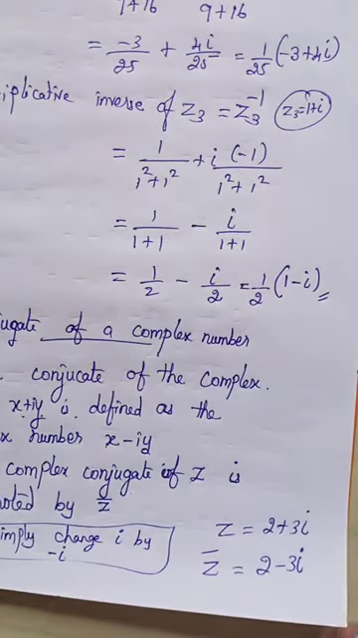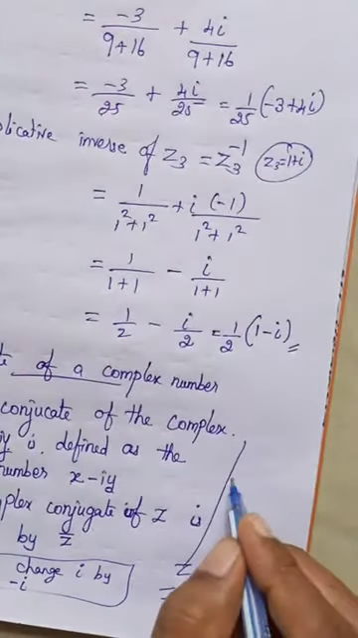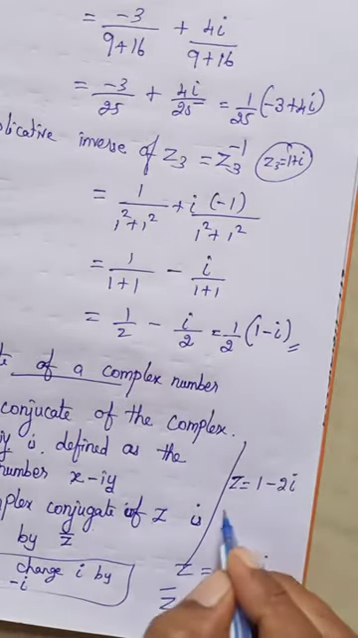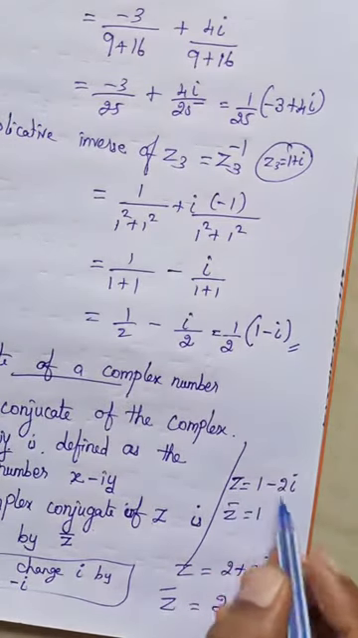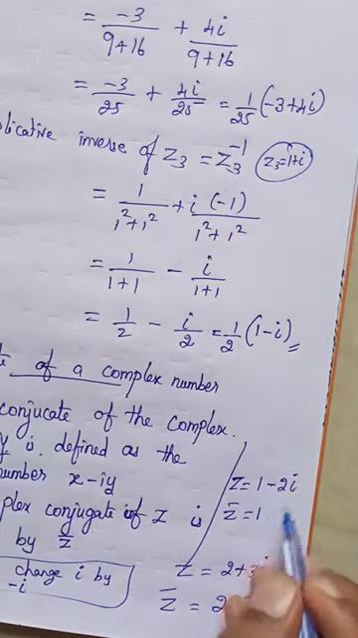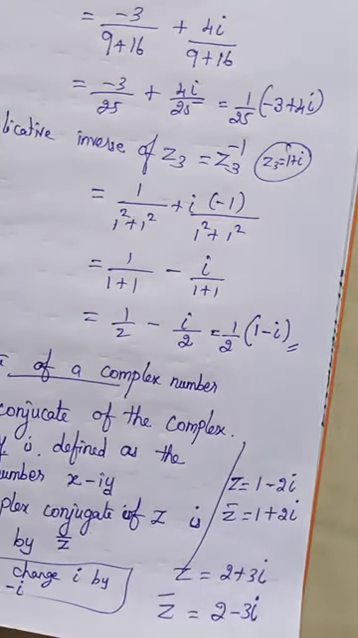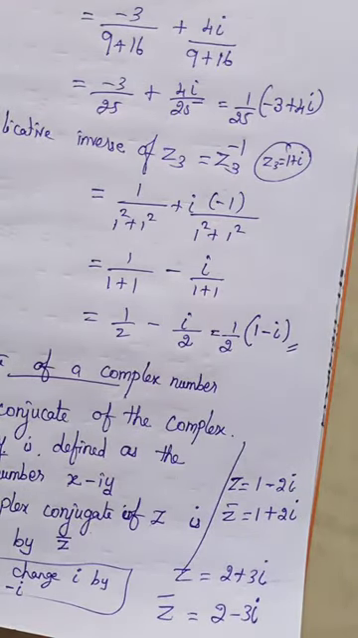In front of the i, the symbol will change. Or if z is equal to 1 minus 2i, z bar is equal to 1, here already minus i is there, isn't it? So it will change to plus 2i. Is that clear? This is the conjugate.